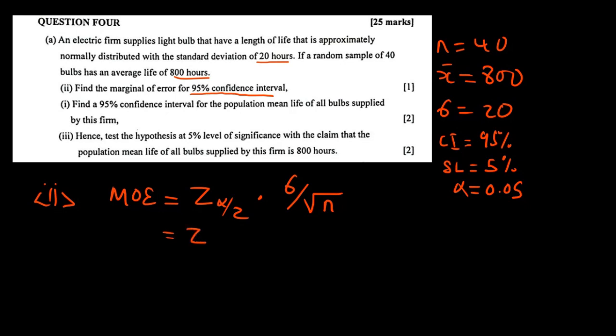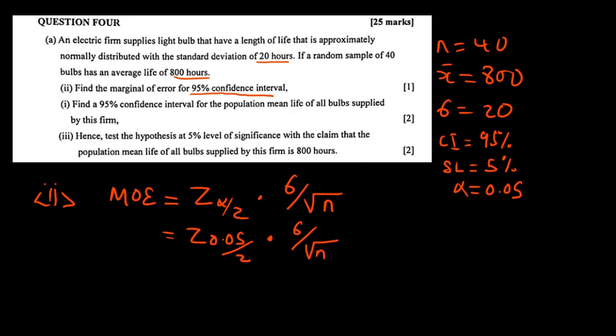This significance level is usually expressed as a decimal, 0.05, and we call this alpha. Now the first question is to find the margin of error. The margin of error is equal to the z-score at the critical value alpha divided by 2, multiplied by the standard deviation divided by the root of the sample size. So this will be z at 0.05 divided by 2, multiplied by the standard deviation divided by the root of the sample size.